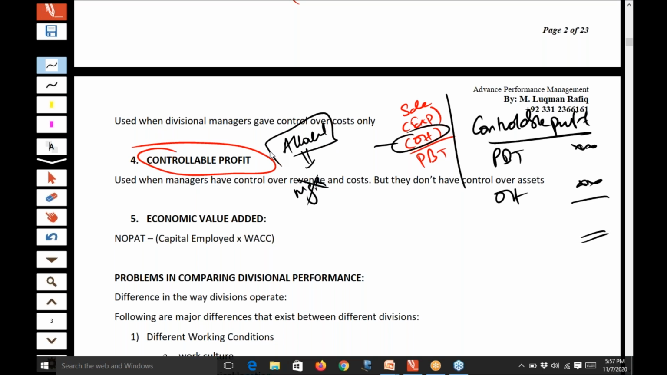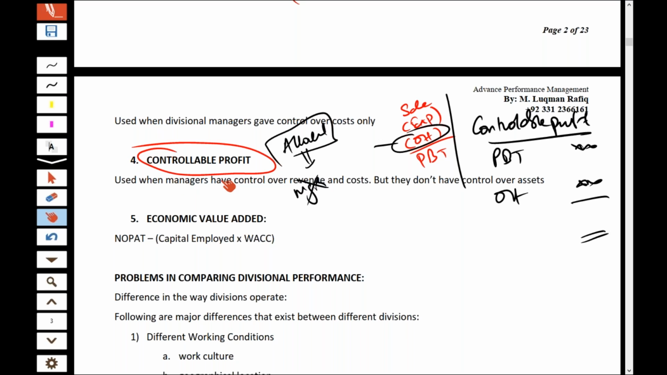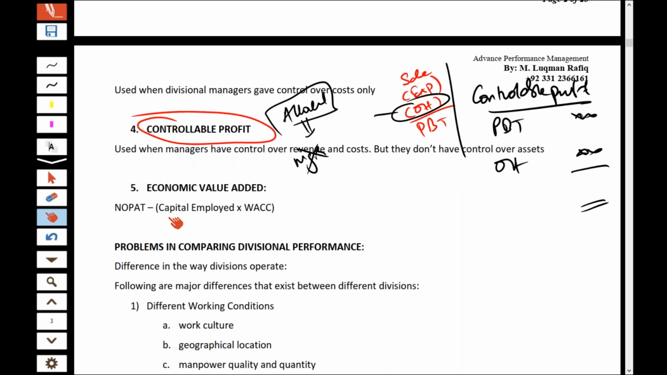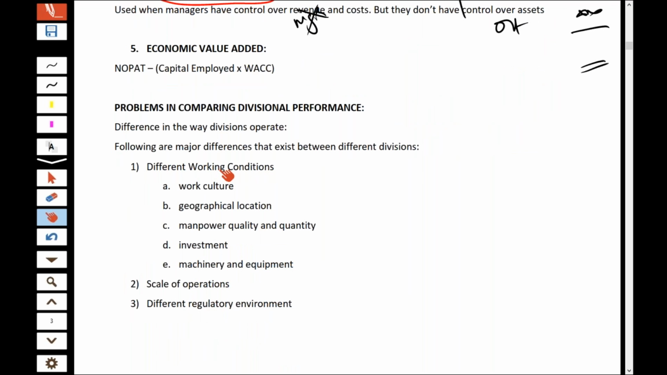So those expenses which are basically beyond the control of the manager, you need to add them up. Then there is this economic value added, which we have already done. There are multiple divisions in an organization, and usually it becomes quite difficult to measure these different divisions.